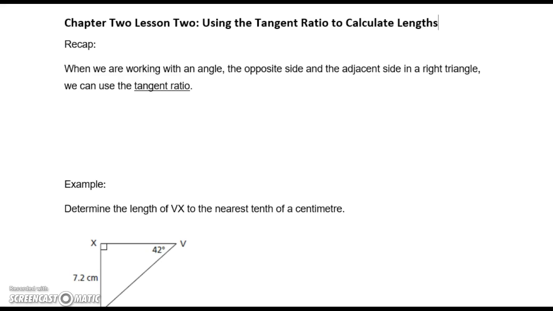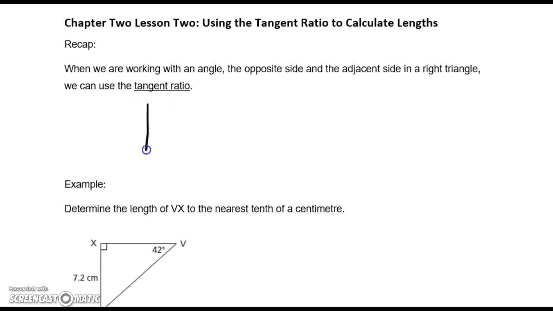In this video, we're going to look at Lesson 2 from Chapter 2, which is using the tangent ratio to calculate lengths. Just as a quick recap from our last video, when we're working with an angle, the opposite side and the adjacent side in a right triangle, we can use the tangent ratio to solve for any of those three things.